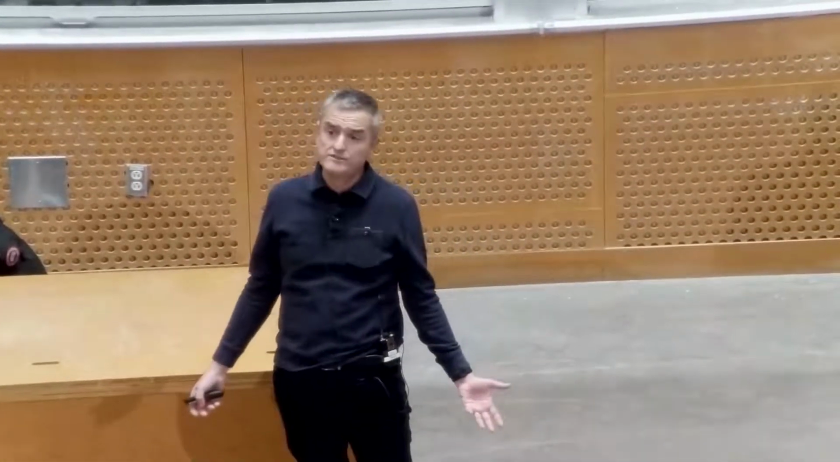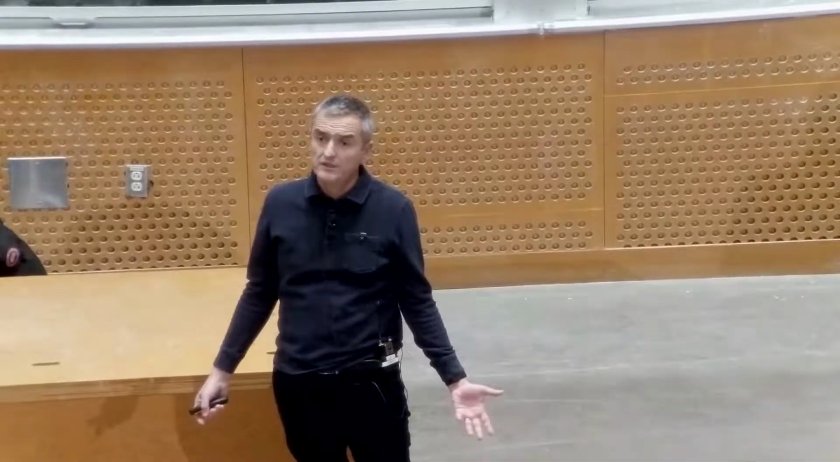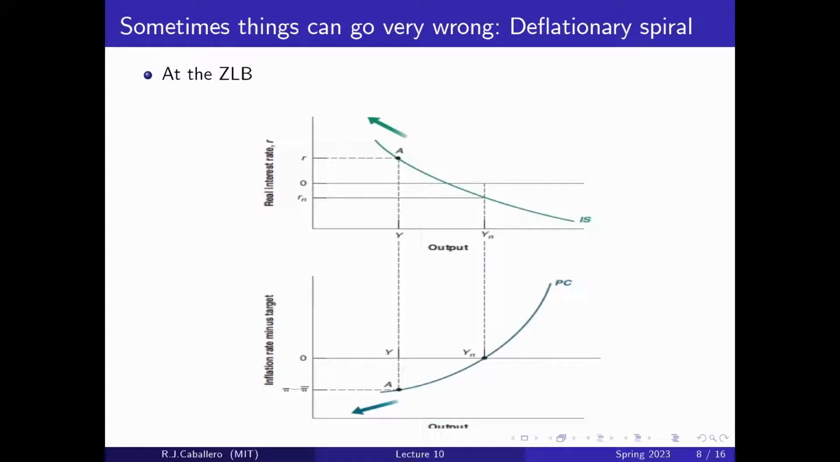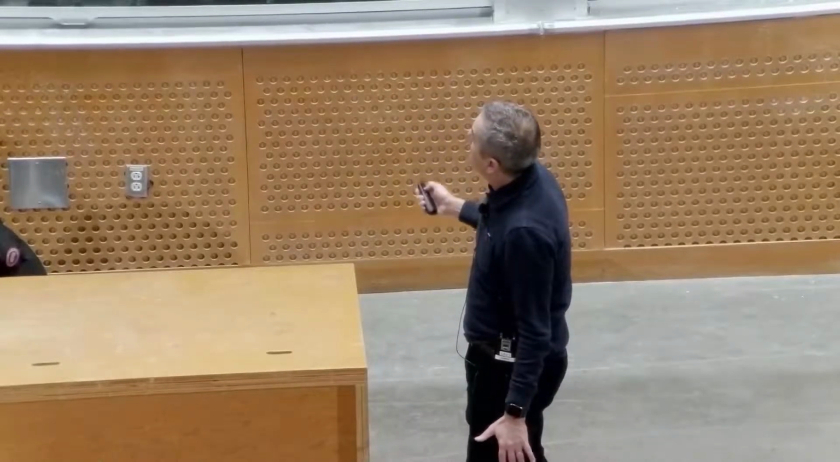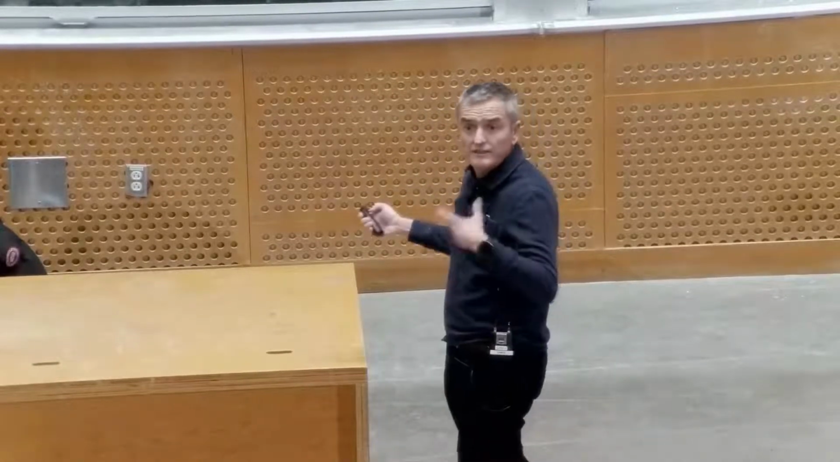What's the problem? Suppose you have a zero lower bound. Well, if you have a zero lower bound, it means that you're not going to hit this rate. The best you can do if inflation is around 0 is to set the nominal interest rate to 0, and then the real interest rate is around 0. Well, the problem is that at 0, you generate negative inflation.